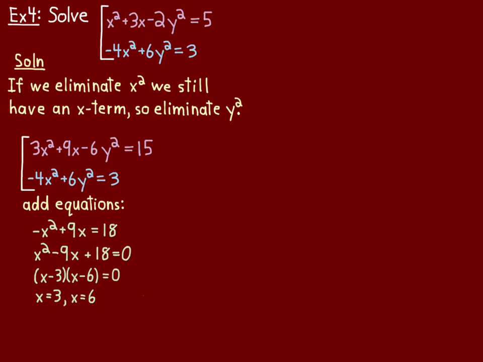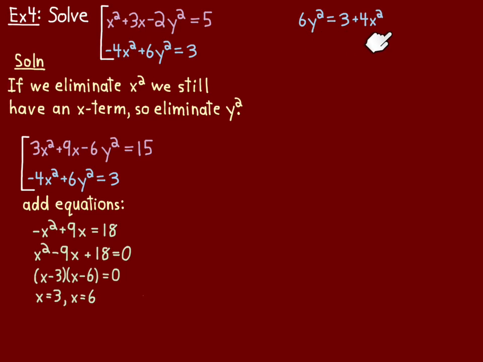Now don't get confused, this is not x comma y or anything. These are not two coordinates of a single point. These are two different values of x, and each one will be associated with one or more values of y. So we need to plug x is 3 or x is 6, one at a time, into one of these two equations, and solve for y.